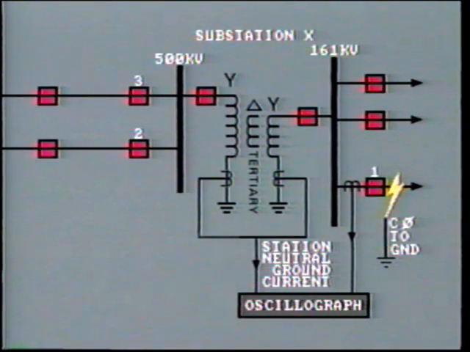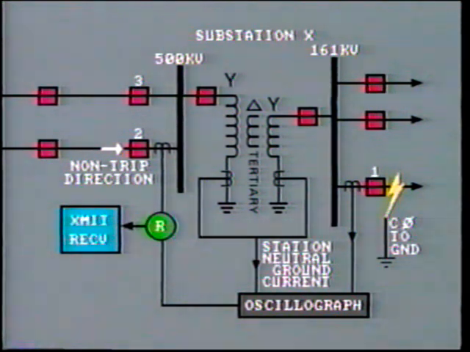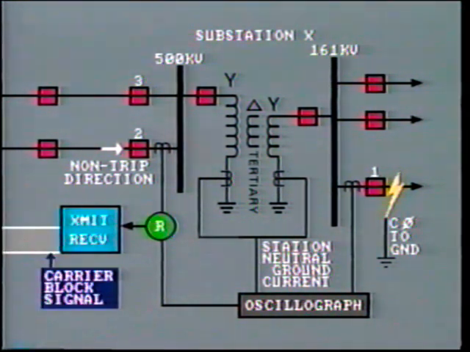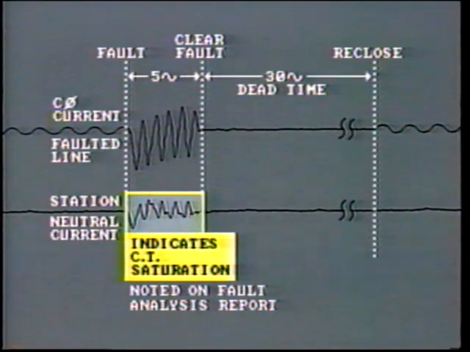In this particular incident, the relays associated with breakers 2 and 3 on the 500 kV system registered the high current, but decided that the fault was in the non-trip direction. Carrier block signals were then sent to block tripping of the remote breakers. This is correct. The problem of CT saturation was noted on the fault analysis report for future consideration.